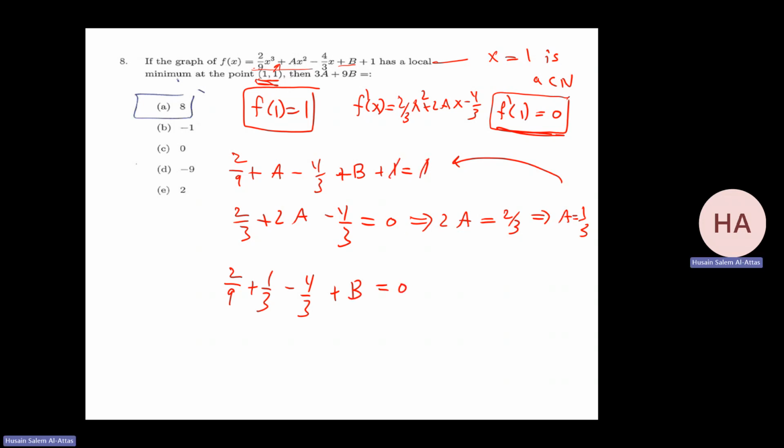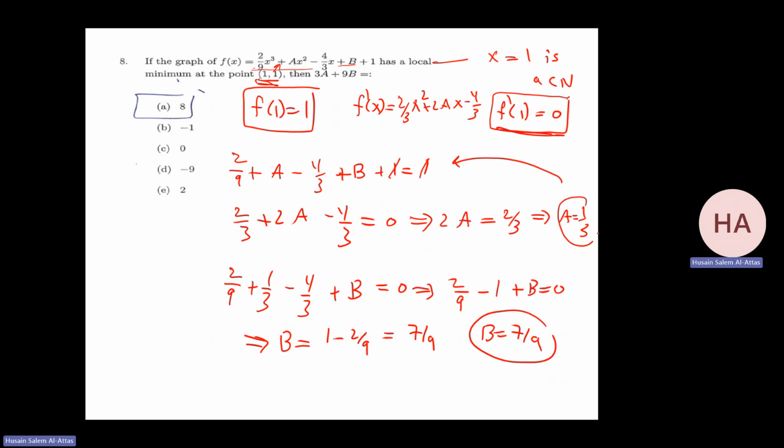So I have 2 over 9 minus 3 over 3, which is minus 1, plus B equals 0. In other words, B will be what? 1 minus 2 over 9, which is 7 over 9. What they want? They want, this is B, so B equals 7 over 9.